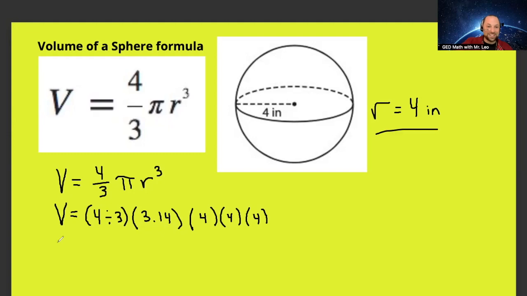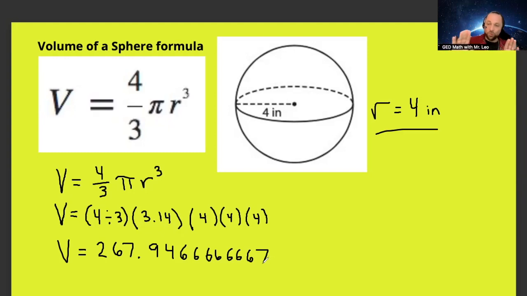Okay, final answer here. 267.9466666. I'm losing count. It's okay. And then on my calculator, the last one is a 7. Now that looks crazy, but just use it for now. Don't worry. To complete the answer, I need to include the units. This would be cubic inches. It's inches because we're giving inches, and it's cubic because every volume will be given in cubic units.